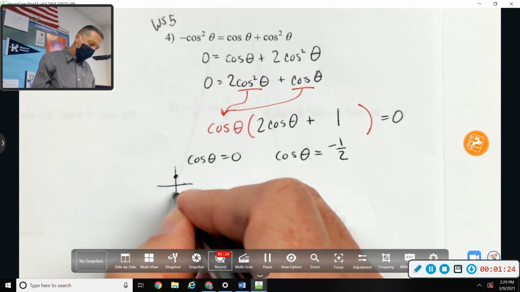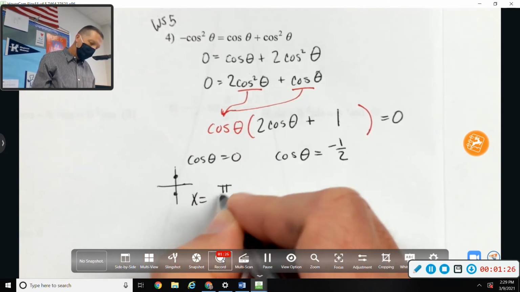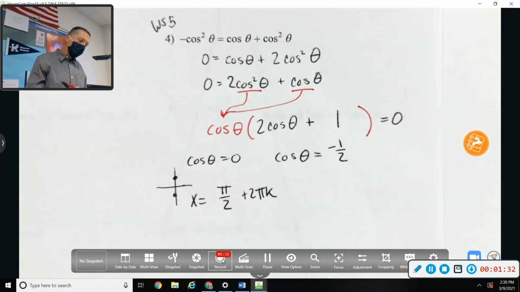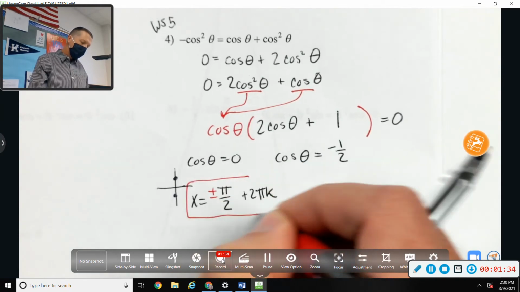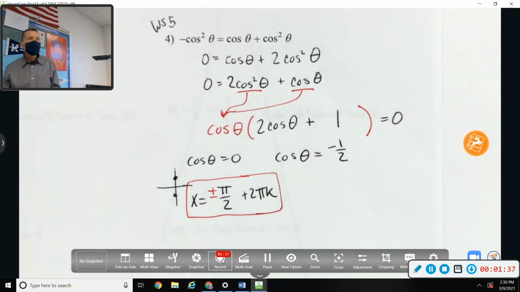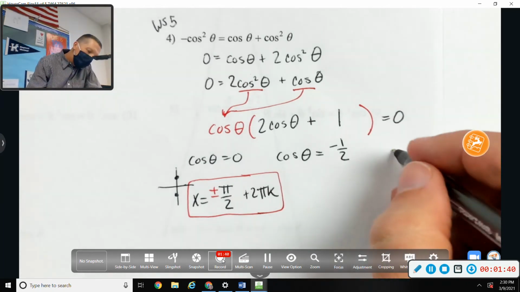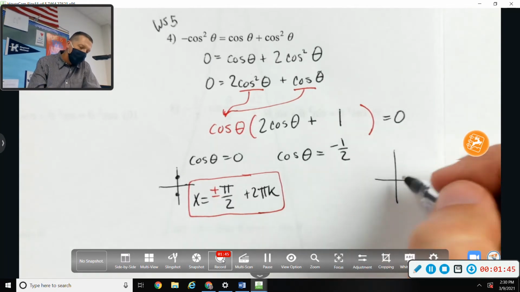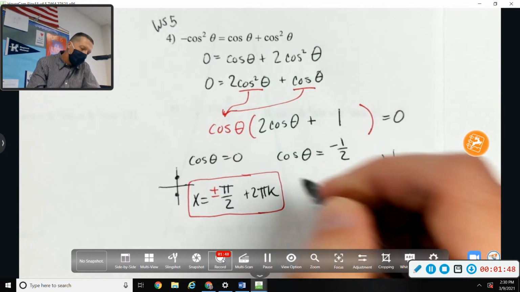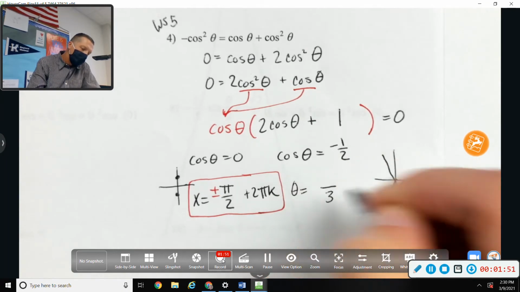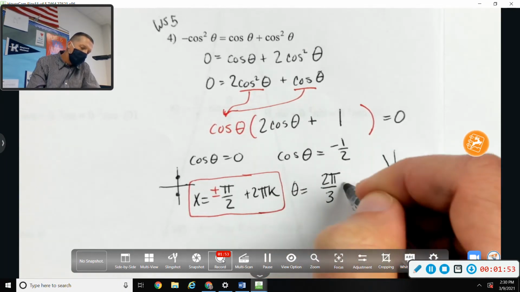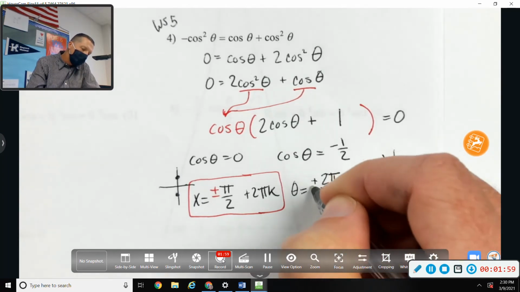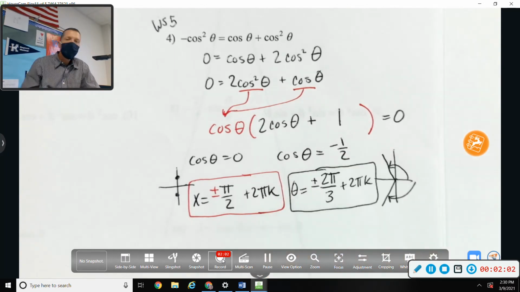Cosine equals 0 at pi over 2. And the other one is always plus or minus. So plus or minus pi over 2 plus 2 pi k. Cosine is negative on the left. And 1/2 goes with pi over 3. But it's in the second quadrant, so 2 pi over 3. And we can go forward or backwards. So plus or minus 2 pi over 3.